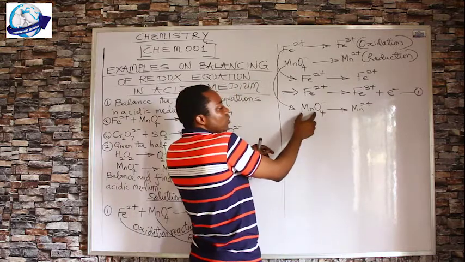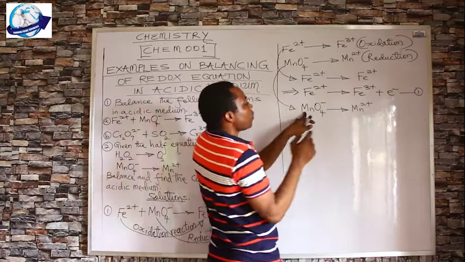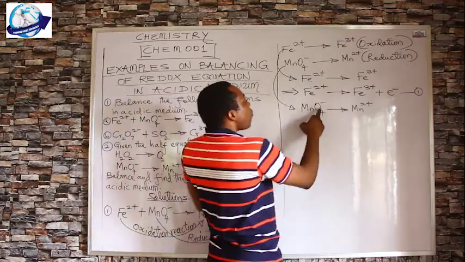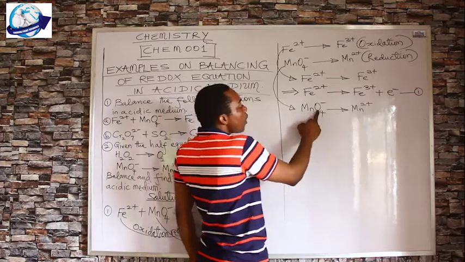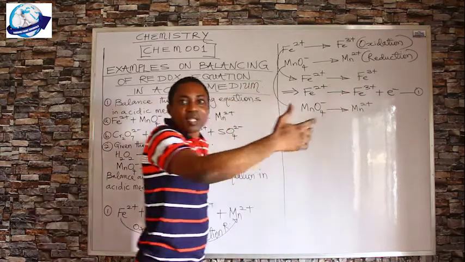Now look at the manganese here. At the left hand side we have one manganese, one atom of manganese, and at the right hand side only one. So manganese is already balanced. But for oxygen, we have 4 oxygen. Now then go to the side that lacks oxygen, the deficient side. Then what do we do?